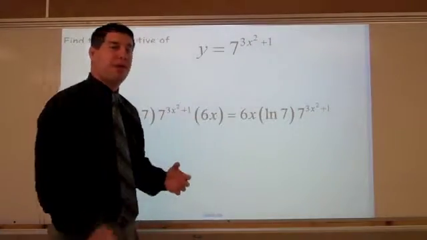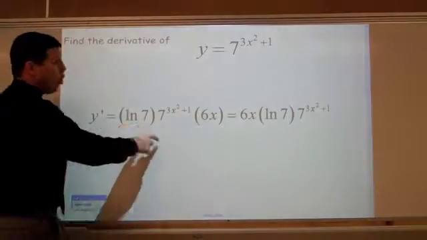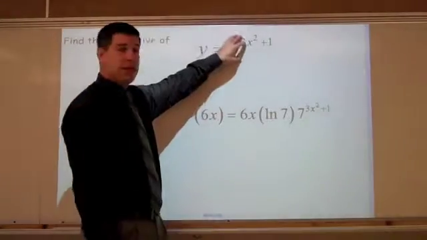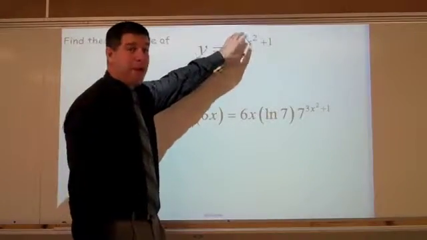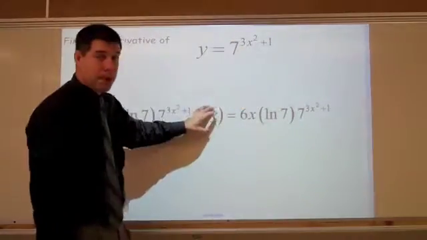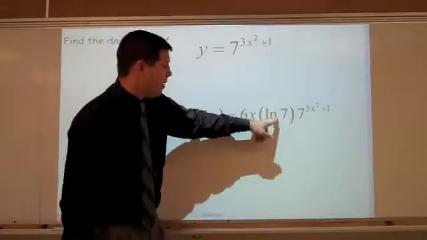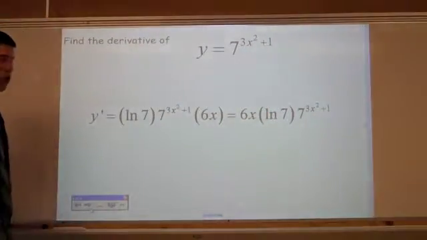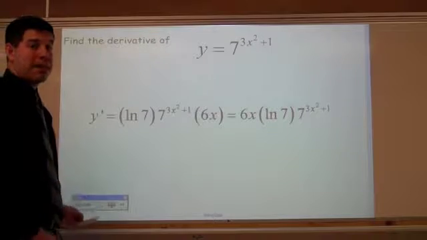But since the base is other than e, you're also going to multiply by the natural log of the base. The natural log of 7 is in there. So you still have this to the same power, this exact exponential expression, times the derivative of the exponent. But at the end, you multiply by the natural log of the base. So one extra step when the base is other than e.